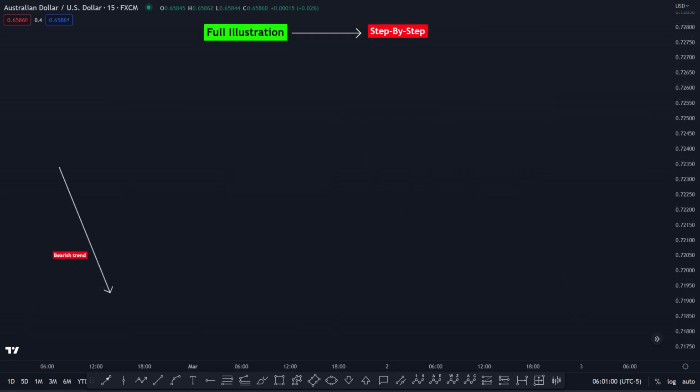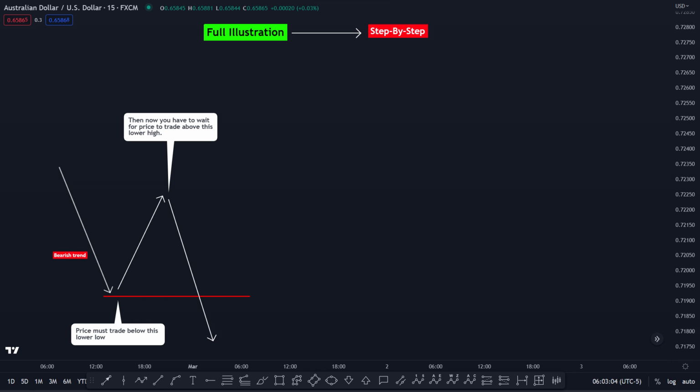Let's say now you have a bearish trend like this here. Then the next step is to wait for the market to make a new low. The new low will be created like this. Then you will wait for the market to break that created new low. When price trades below this low, you will wait again for price to break the market structure by trading above the last previous low or high.